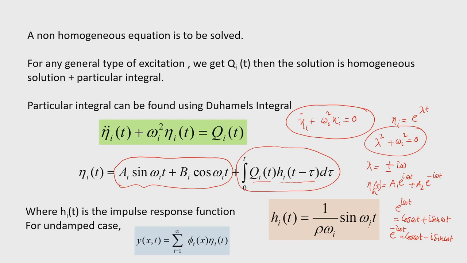Where this quantity is known, and Qi(t) is also known, we can find the complete solution eta i(t), and then we can write the general solution as y(x,t) equal to summation i equal to 1 to infinity phi i(x) eta i(t). Again, I am drawing attention here because the summation with an infinite number of modes is practically not possible. Therefore, we have to truncate it to a finite number of modes, say n.